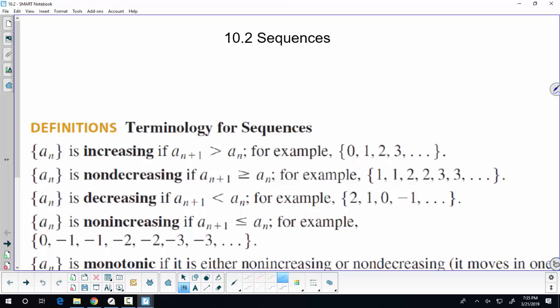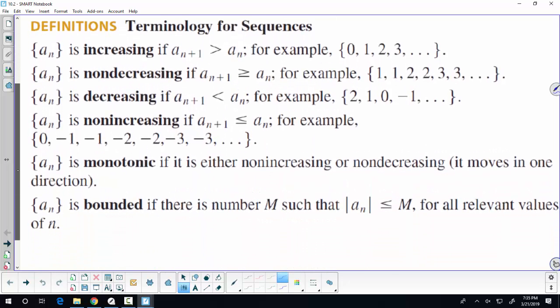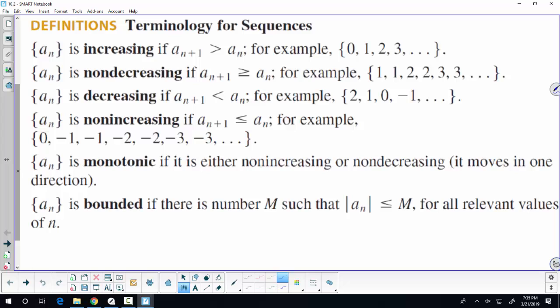So terminology for sequences. Increasing and decreasing, hopefully that's pretty straightforward. Sort of the new terminology that shows up is non-decreasing and non-increasing. There's repetition. Right, there could be.